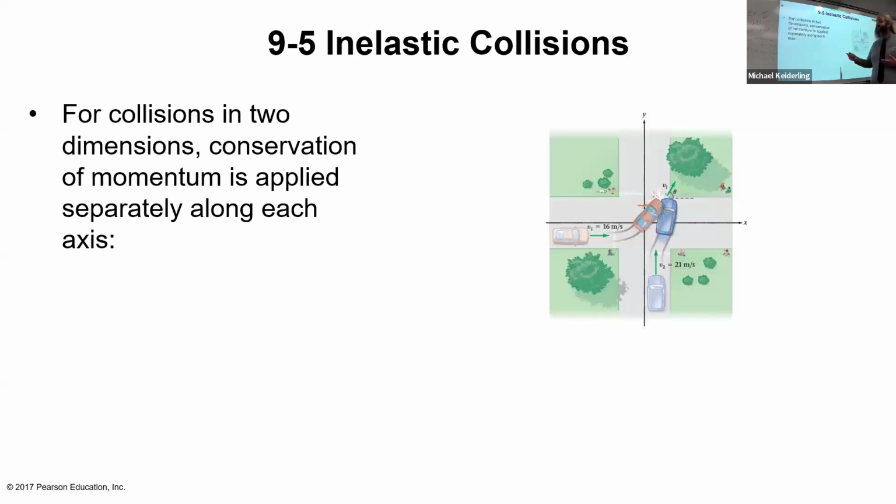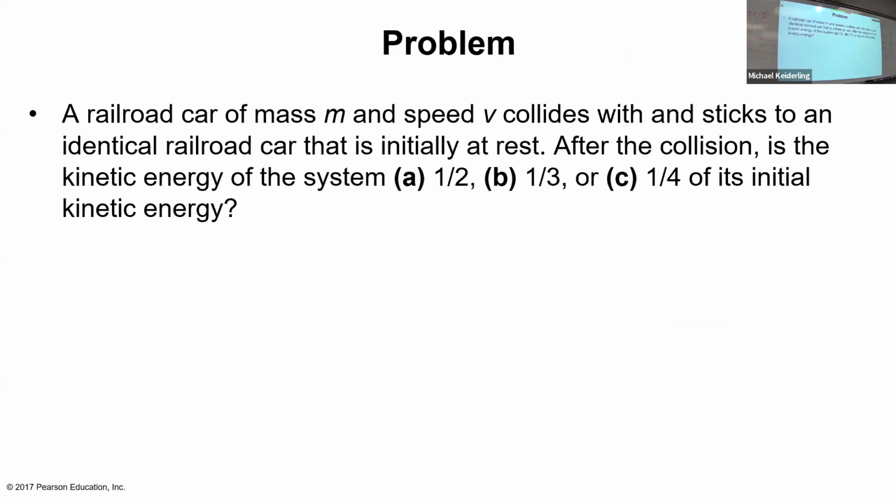If you have collisions in 2 dimensions, you apply conservation of momentum in each axis independently. You do it separately along each axis. So here we have car 1 going at velocity 1 at 16 meters per second. Another car going at 21 meters per second. Their combination is going to have an x component that is the momentum of car 1 here, and a y component that's the momentum of car 2 here.